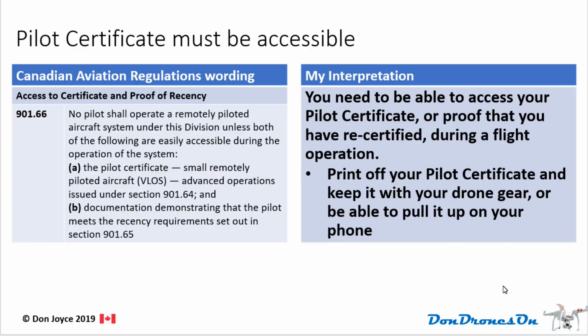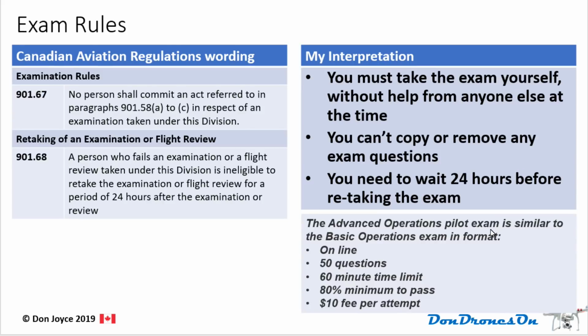Next, 90166. When you're performing an advanced operation, you have to have your pilot certificate accessible. So what this means is that you need to be able to access your pilot certificate or proof that you've recertified, which is a strange mention here, but there you go, during a flight operation. So I recommend you simply print off your pilot certificate that you get in an email form when you pass the exam and the flight review, and you keep it with your drone gear or be able to pull it up on your phone. How do you pass the exam?